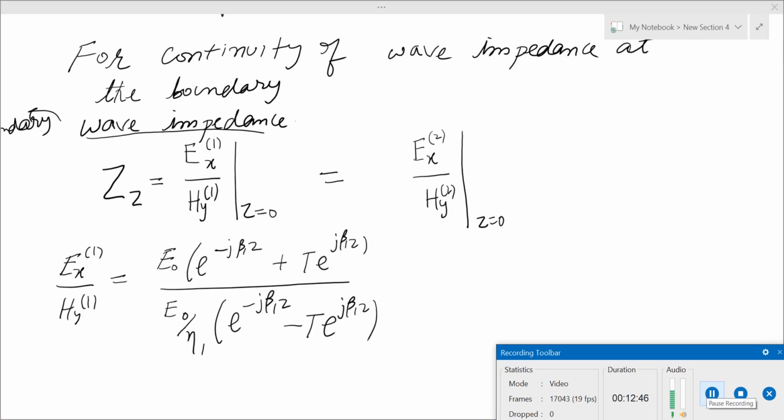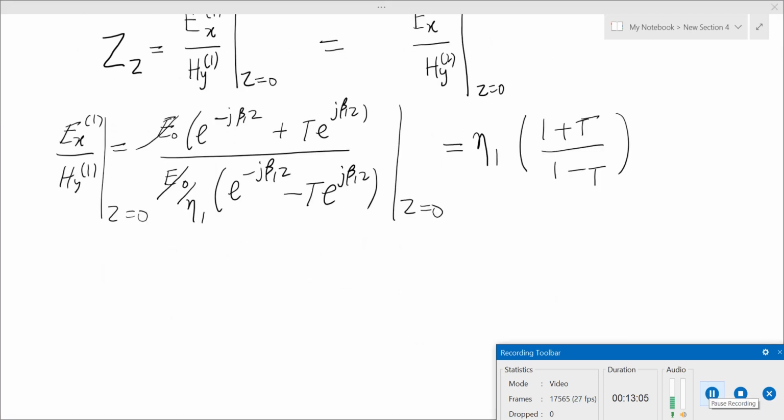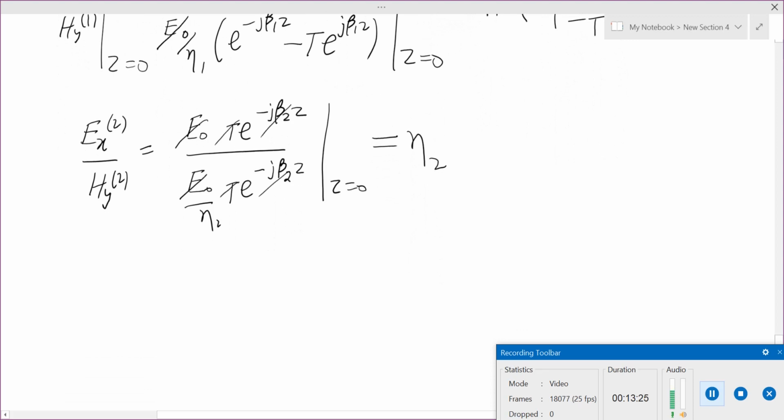It is equal to this, right? And at z equal to 0, this becomes E naught cancels, eta 1 times (1 plus gamma) divided by (1 minus gamma), right? Similarly, what will be the ratio of electric field and magnetic field in medium 2 at z equal to 0? So E naught cancels, and I think all the terms get cancelled, and it becomes simply eta 2. So for continuity, we want these two impedances to be the same.